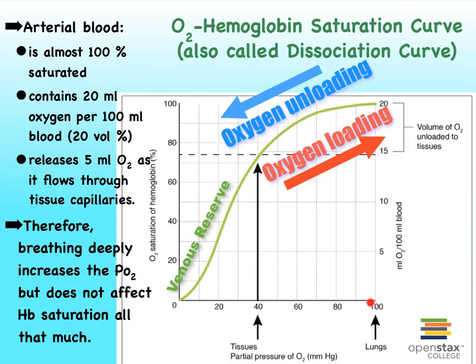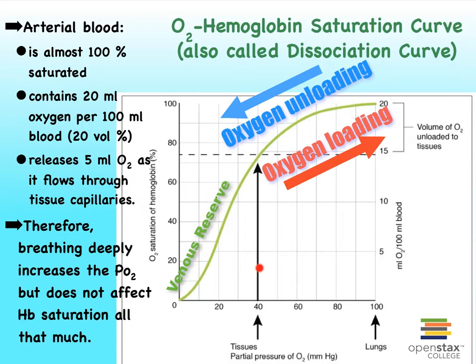When we're in the lungs and after oxygen loading of the blood has occurred, of course, we would expect there to be 100% or close to 100% saturation for hemoglobin. On the other hand, in the tissues, we have a much lower partial pressure for oxygen because the blood, the hemoglobin in the blood, has unloaded the oxygen to provide the tissue cells with the oxygen.